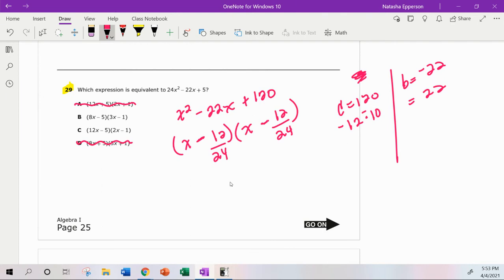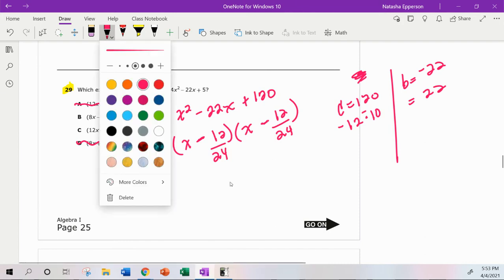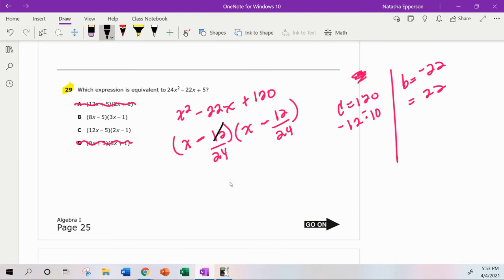12 divided by 24, that's going to give me 1/2. So that becomes 1 and 2. That 2 goes in front, so this becomes 2x minus 1, which gives me this one. So that means the next one probably will be the same.